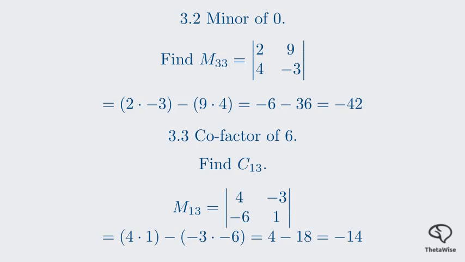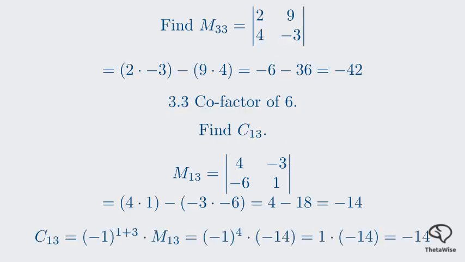Now we apply the cofactor formula. C sub 1,3 equals negative 1 to the power of 1 plus 3 times 14. Since 1 plus 3 is 4, an even number, negative 1 to the power of 4 is positive 1. So the cofactor is just the minor, which is 14.